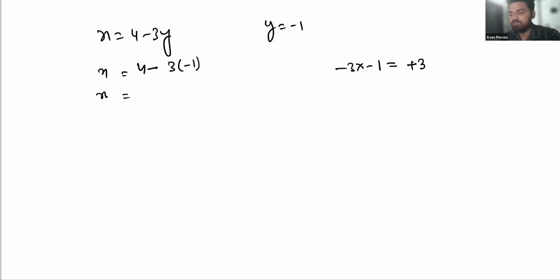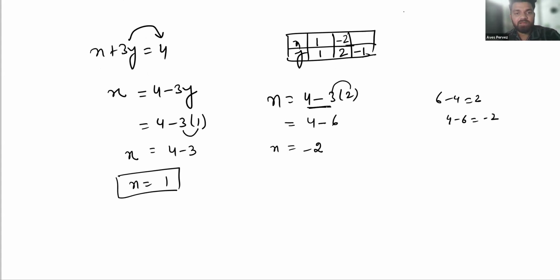Sir, how did 4 come there? 4 was not in the question or anywhere. Here it is 4. This equation was given to you.